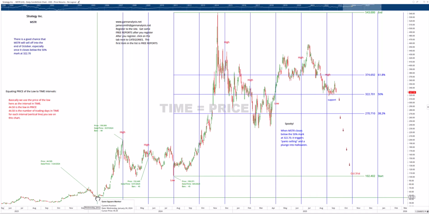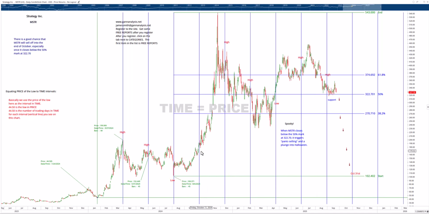Today I just want to show you a Gann tutorial where we take the price of the low, January 24th, 2024. The low was 44.5. Now, if you take the price of the low and assume it's also the interval, 44.5 gives you a high. And then you move it forward, and 89 days from this low would be right here, which is kind of a higher low. And then going forward, you can see that caught a low.